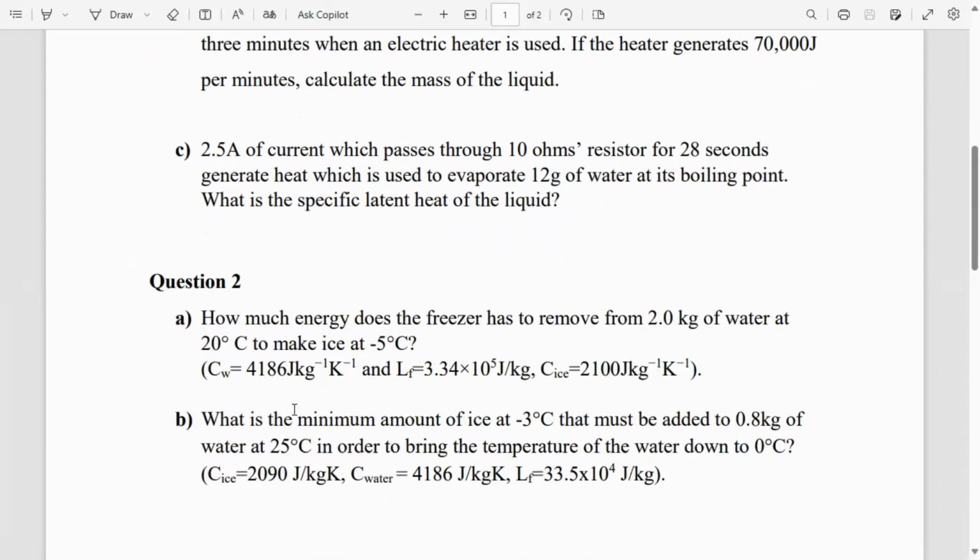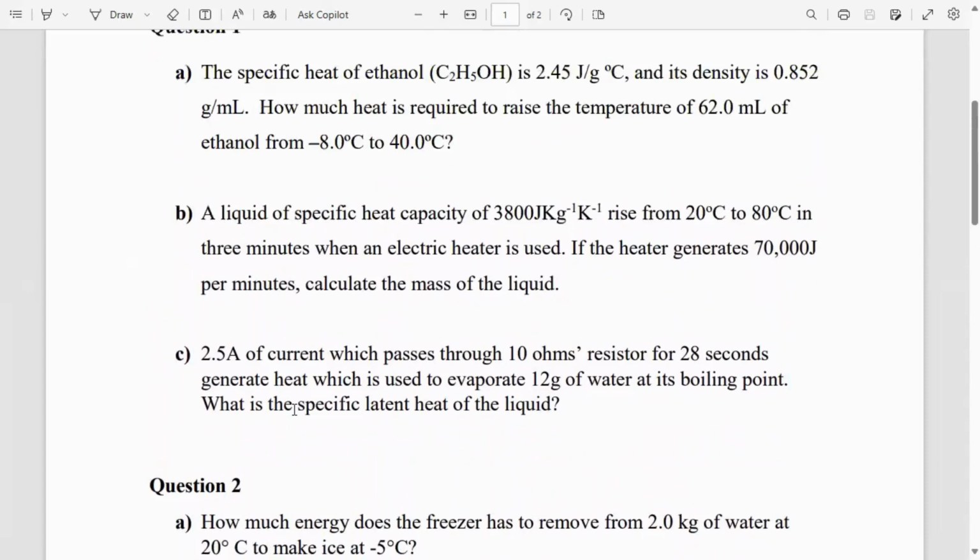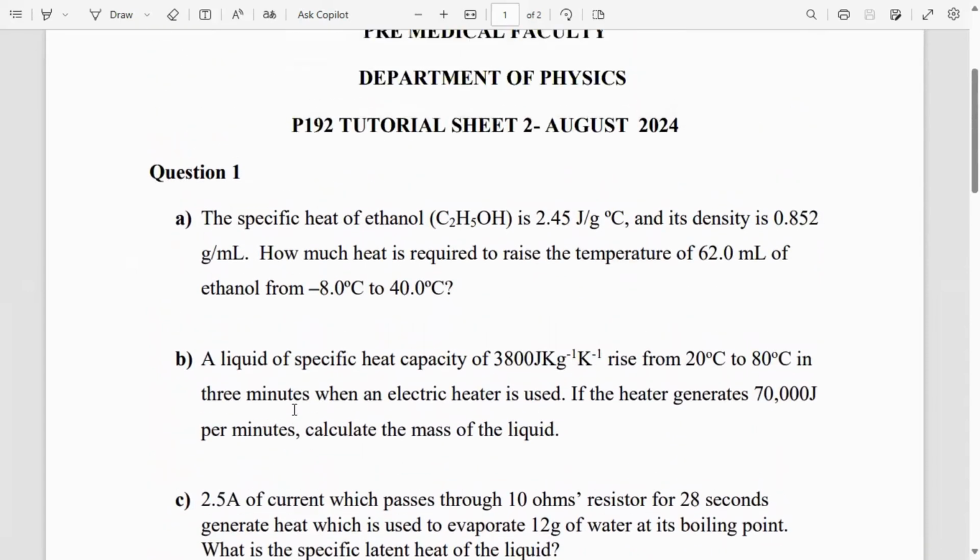Question 2A and B, something like that. So question 1 reads: the specific heat of ethanol is given as 2.45 joules per gram degree Celsius, and its density is 0.852 grams per milliliter.